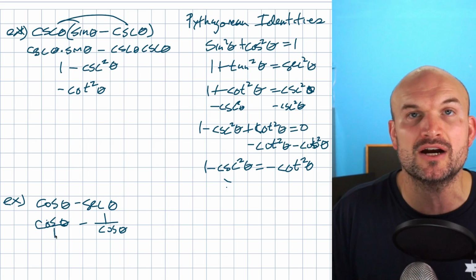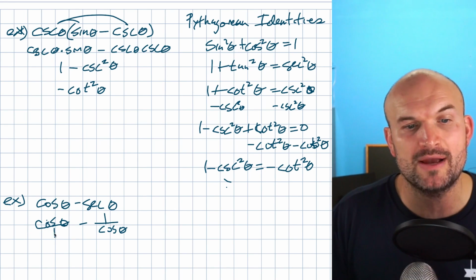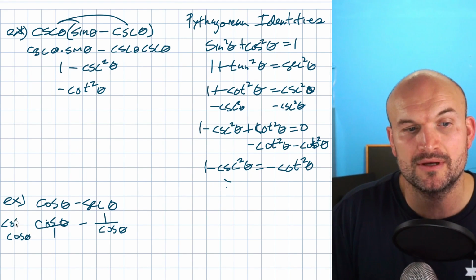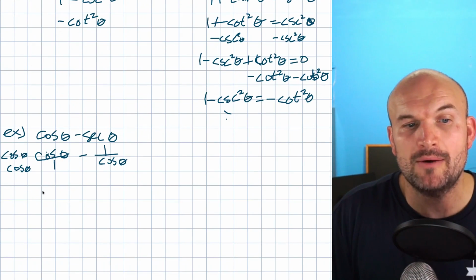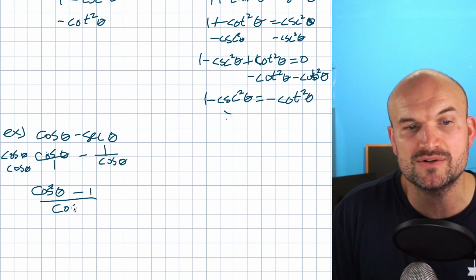Now remember, when we are subtracting fractions, all we have to do is get common denominators. So right now I have a 1 and a cosine of theta as my denominators. So if I multiply by cosine of theta over a cosine of theta, now what I'll have is a cosine squared of theta minus 1 all over a cosine of theta.